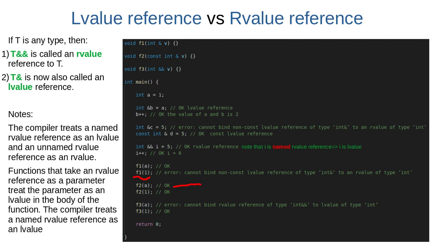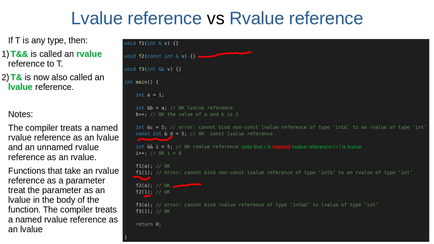Here we have f2, which takes a constant L value reference, and we notice that a constant L value reference can accept constants. So f2 of a is accepted. a is an L value, and 1 is a temporary object, which is an R value. So both calls will be accepted.